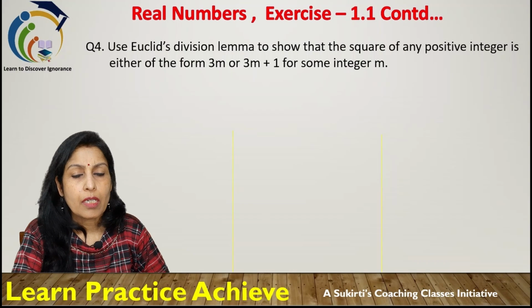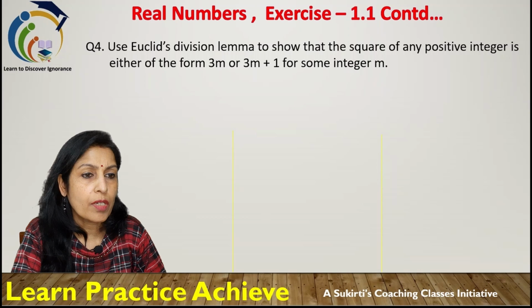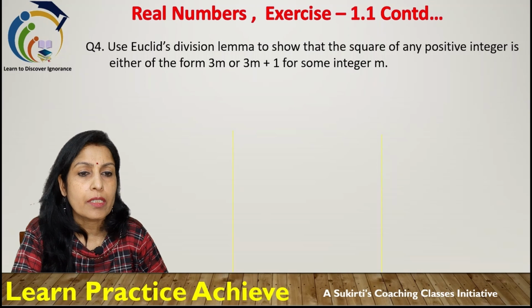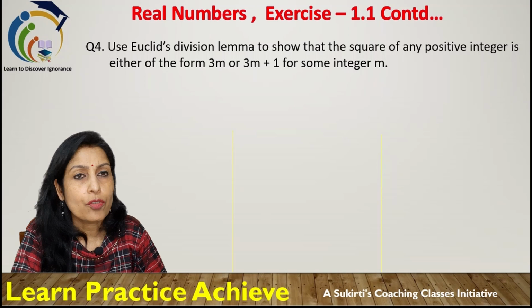Okay, now we will start question number 4. Use Euclid's division lemma to show that the square of any positive integer is either in the form of 3m or 3m plus 1 for some integer m.